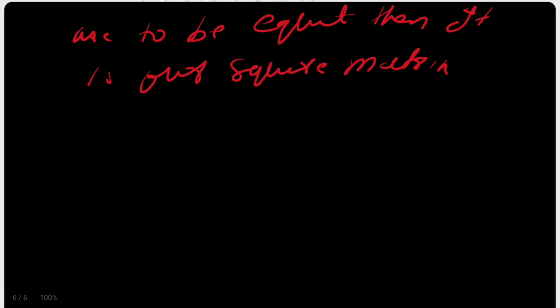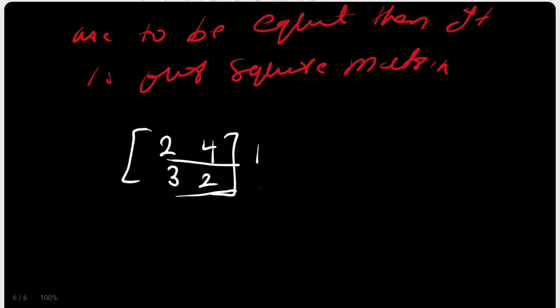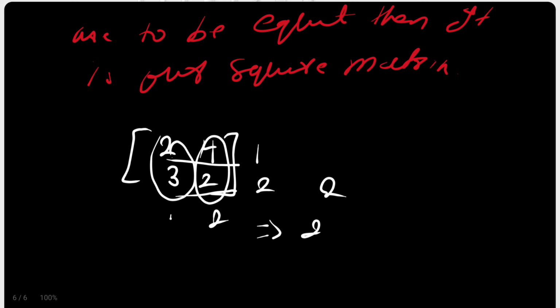Let me explain here. Suppose, just take an example. This is a matrix: 2 4 3 2. I'm asking you, is it a square matrix? How can you say that? Let me see. How many rows? This is 1 row, this is 2 row; this is 1 column, this is 2 column. It means that the rows are 2 and the columns are also 2. Both are equal, so it is a square matrix.